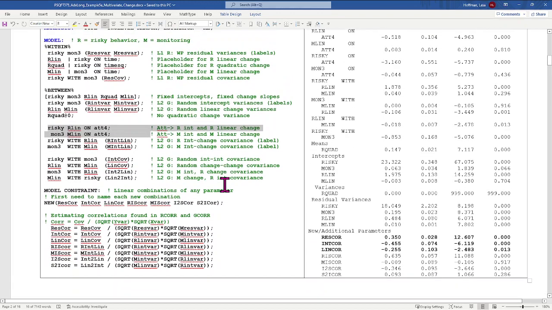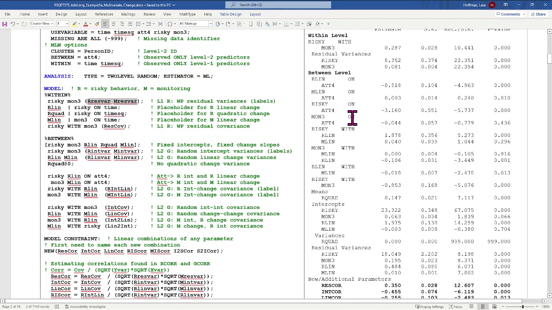And to be able to compare our results across different versions of the model, I wanted to create correlations, which would be standardized ways of expressing the relationships across variables at each level. So I asked it to take my residual covariance, which I have labeled here, and I had labeled the variances that go with it, and compute a correlation out of that covariance and the two variances, and then I did so for all of the other relationships in the G matrix as well.